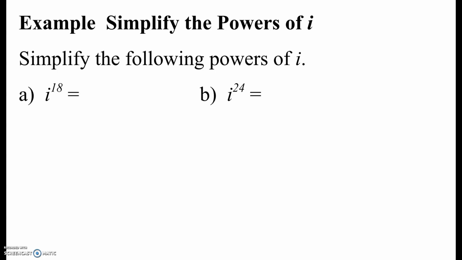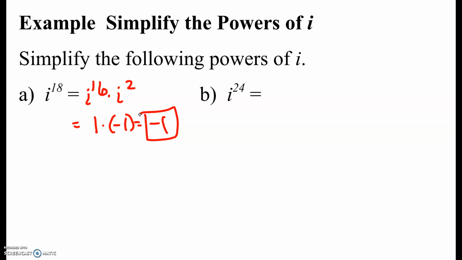To simplify the powers of i, we have i to the 18th and i to the 24th. So again, I like to break things down into multiples of 4 for the power. So 18 would be 16, which is a multiple of 4, and it would leave us with 2 powers of i left. i to the 16th is going to be 1. i squared is -1. So we would get -1 as our answer.